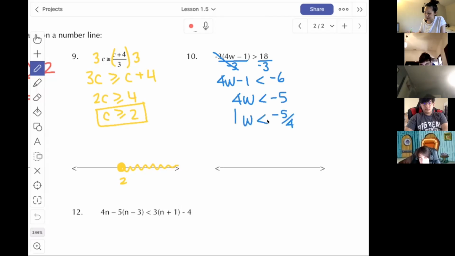Perfect. All right, so we got a final answer now of w is less than -5/4. So plot -5/4 on your number line, open circle, shading to the left. Nicely done, Yanni.